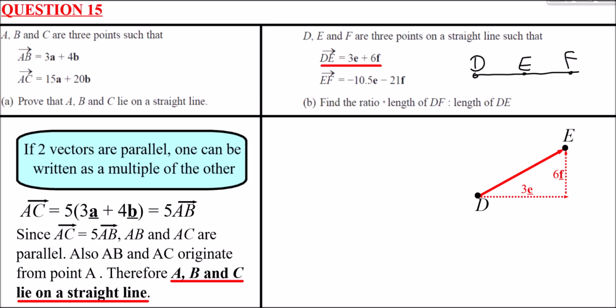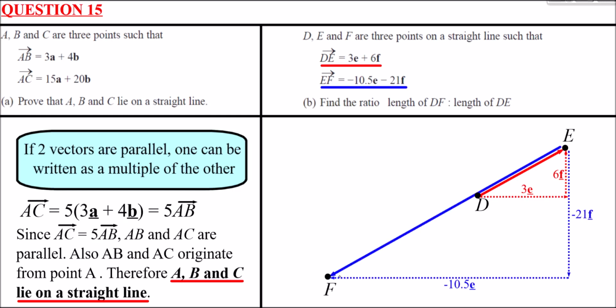So from E to F, and you can see these numbers are bigger, so the size of the vector is going to be larger. So actually, F is 10.5 units to the left and 21 units down. Something a bit like this. So actually, the points are in the order F, D, E. It's not in the order D, E, F. It doesn't say they have to be in that order.